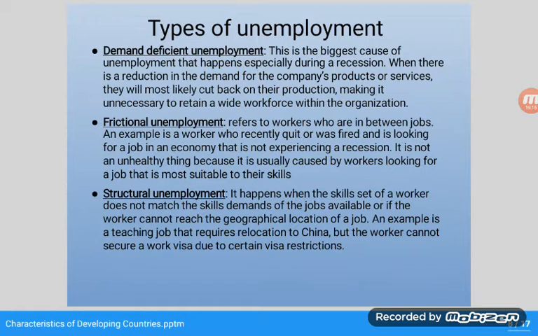Now, second one is frictional unemployment. It refers to workers who are in between jobs. An example is a worker who recently quit or was fired and is looking for a job in an economy that is not experiencing a recession. It is not an unhealthy thing because it is usually caused by workers looking for a job that is most suitable to their skills.